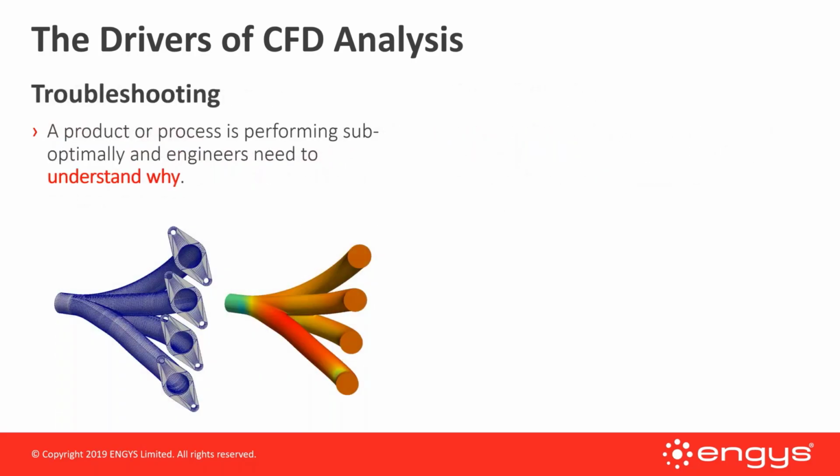Next would be troubleshooting. A product or process is performing suboptimally, and as engineers we need to understand why. Or maybe something might be hard to measure in the wind tunnel or in an experimental setup. So we tend to use CFD analysis to give us more information to help us narrow down possible issues. And then we go on and use experimental methods to verify this or dive deeper.